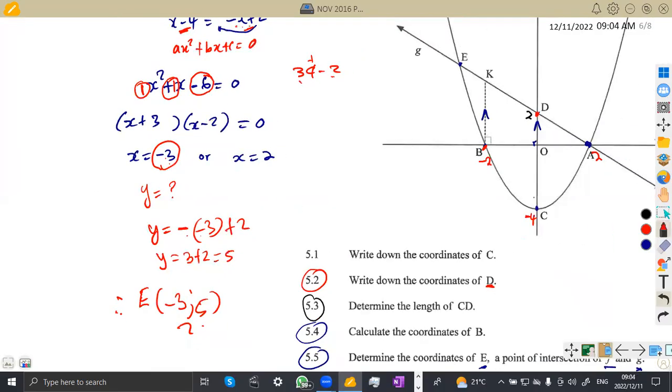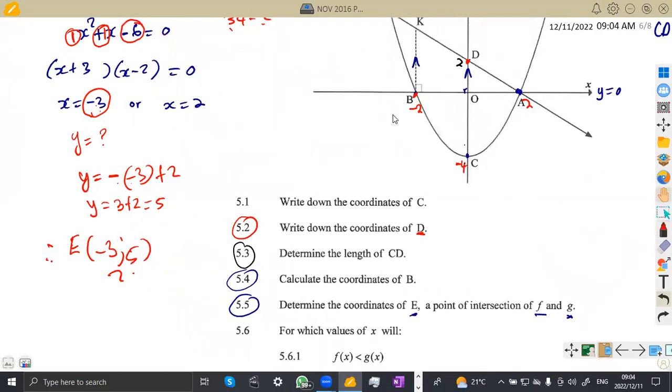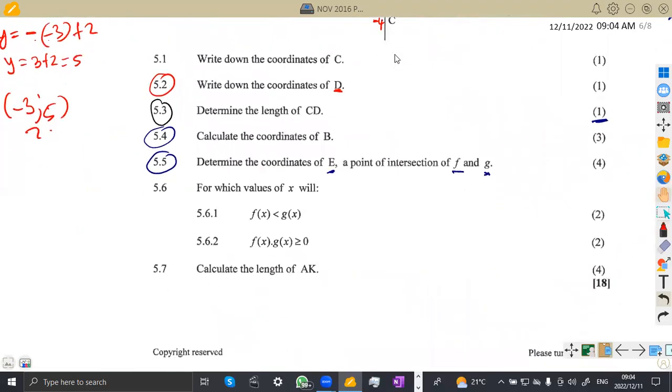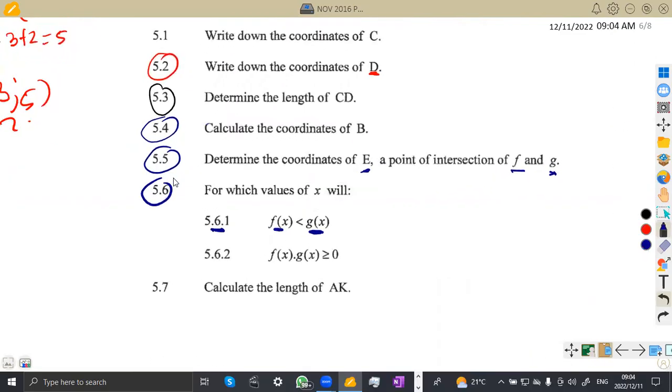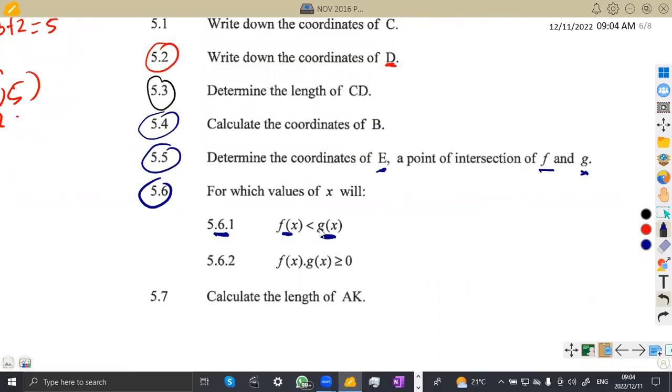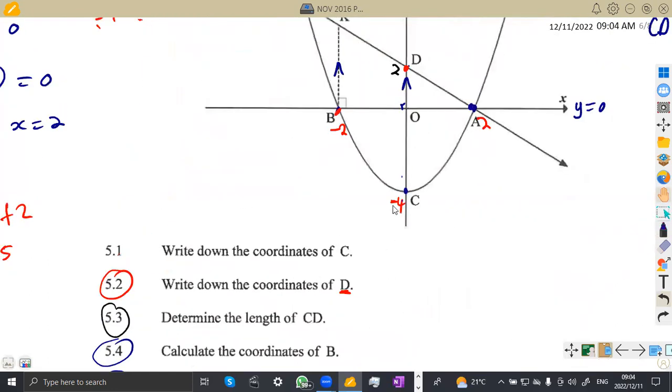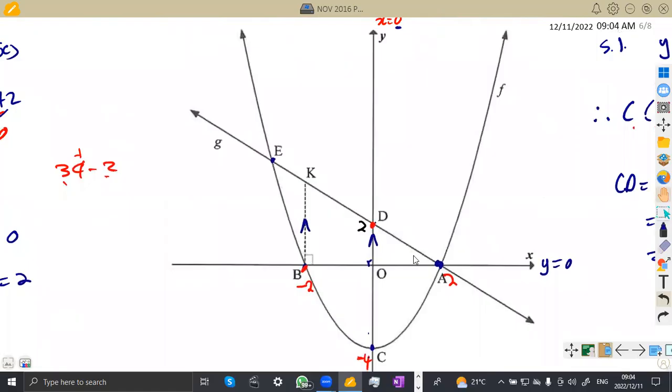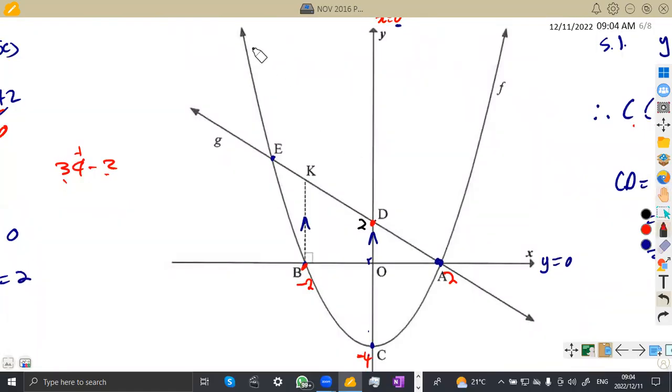Let's check the other part of the question, guys. That is 5.6. So on 5.6.1, we are given now: for which values of x will f of x be less than g of x? So we need a condition where f of x is below g of x. That is what it means. Okay, so where do we have f of x below g of x? This is our f of x, guys. Let's start from here, from this side here.